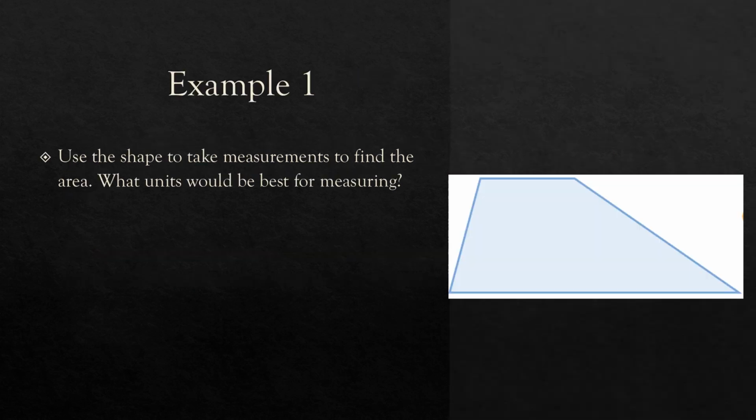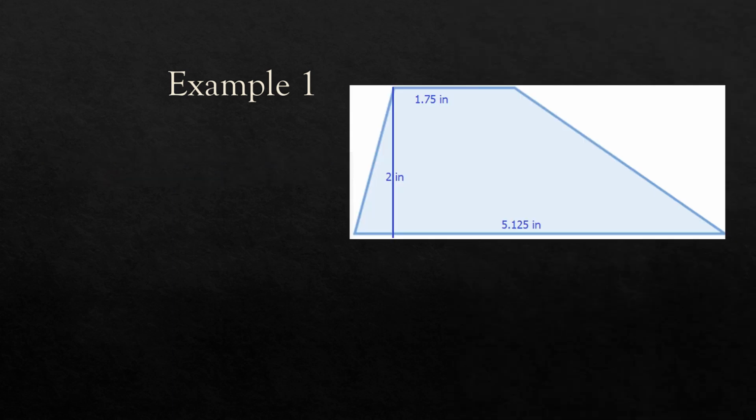Here's our first example. You can cut out the shape and take measurements, or you can just take measurements on your paper to find the area. What units would be best for measuring this shape? I chose to use inches. So I took measurements around this trapezoid and I found the top to be 1.75 inches, the height to be 2 inches, and the bottom base to be 5.125. That'd be 5 1/8 inches.